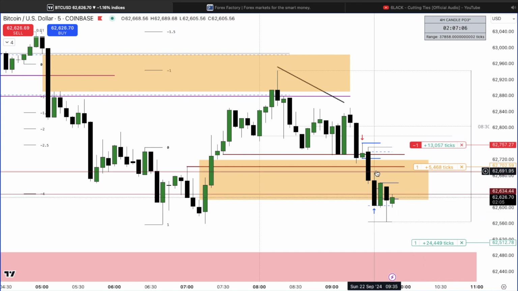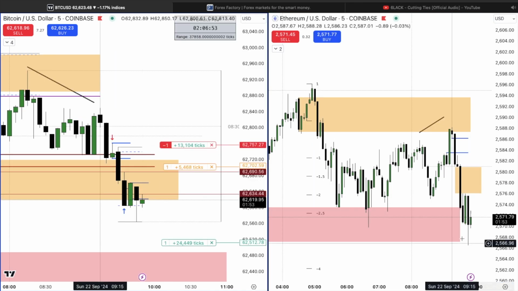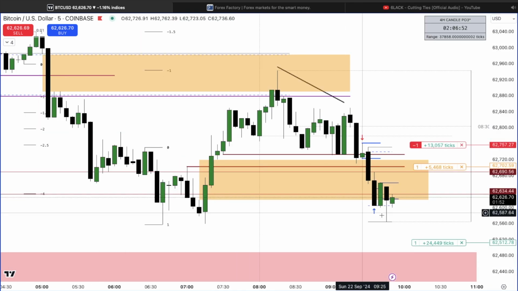We do have an open fair value gap off the 5-minute here, and then another open one there from the displacement that we had on this move lower here. And again, Ethereum's taking the low, Bitcoin hasn't.